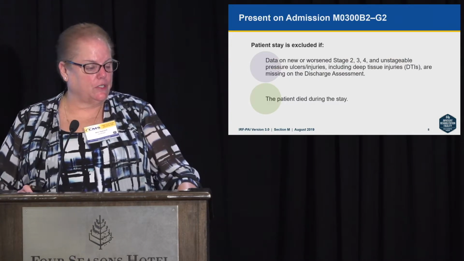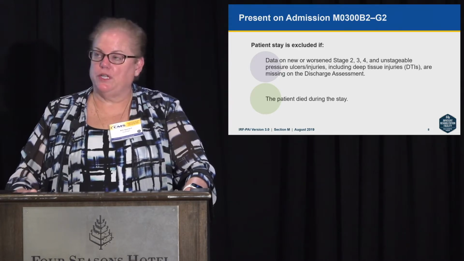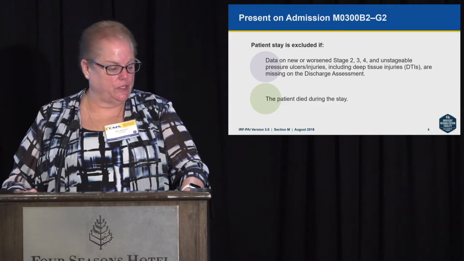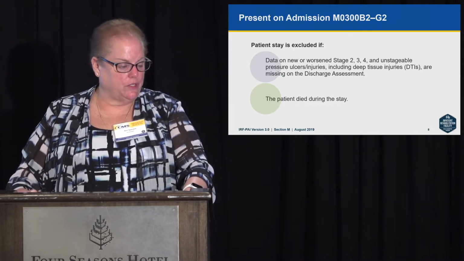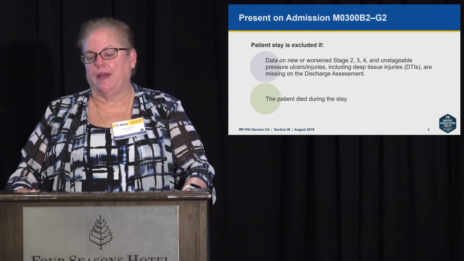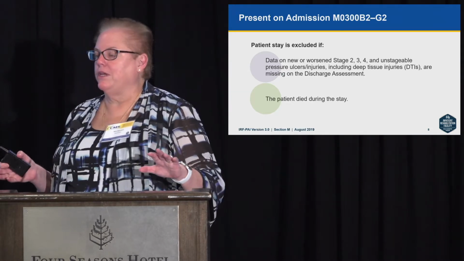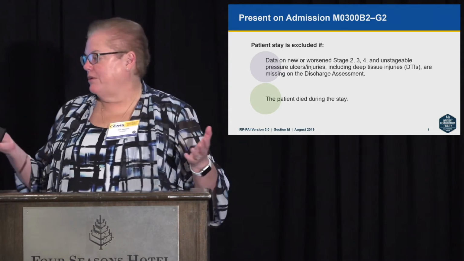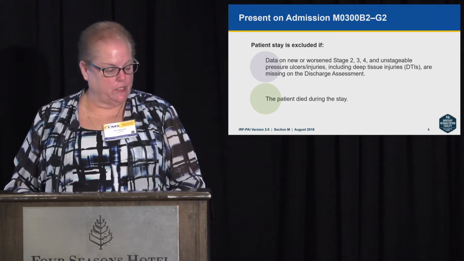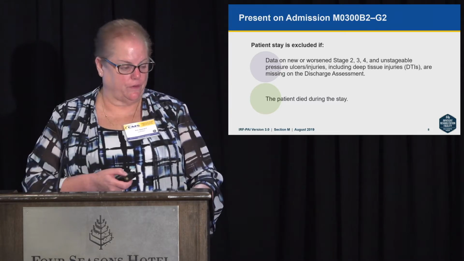Patients are excluded if the data on new or worsened stage 2, 3, or 4 or unstageable pressure ulcers or injuries, including deep tissue injuries, are missing on the discharge assessment. And that makes sense, right? Because I said you have to have the admission and the discharge assessment. So if you have missing data, we can't calculate it. Makes sense. And the other exclusion is that the patient died during the stay, so they're excluded from this measure.